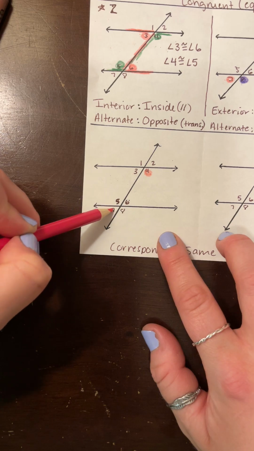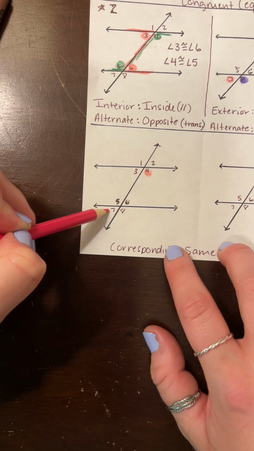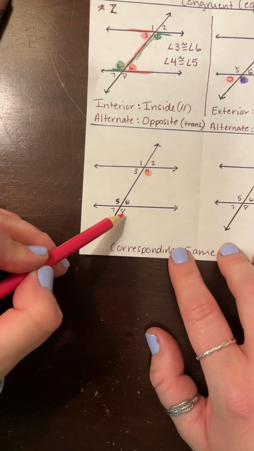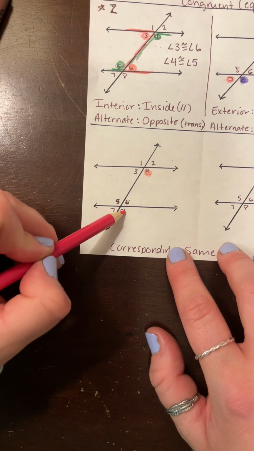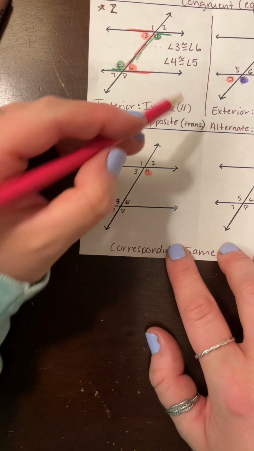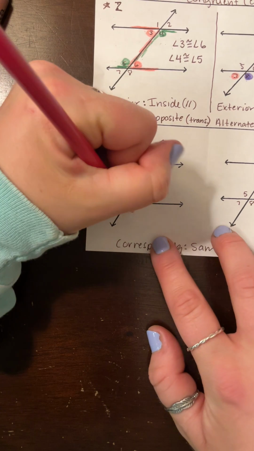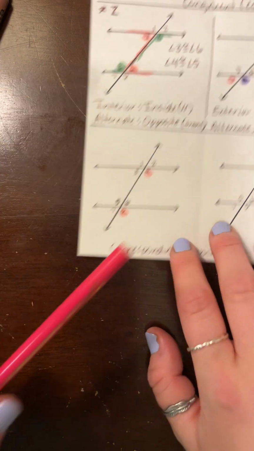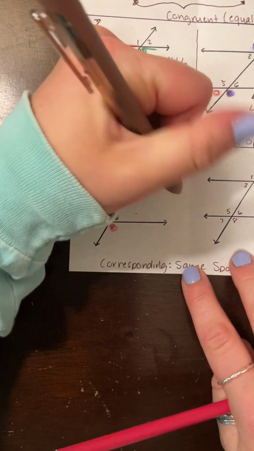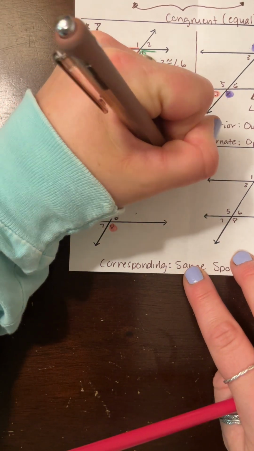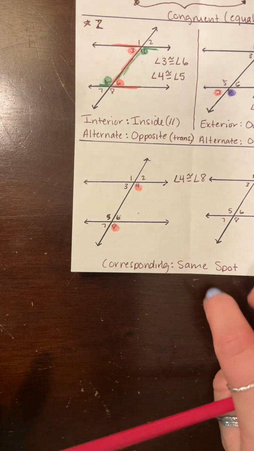This number 7 here is below the parallel, but it's to the left of the transversal. Only number 8 is below its parallel line and to the right of its transversal. So 4 is below the parallel to the right of the transversal. 8 is below the parallel to the right of the transversal. So by corresponding angles, we know that angle 4 is congruent to angle 8.